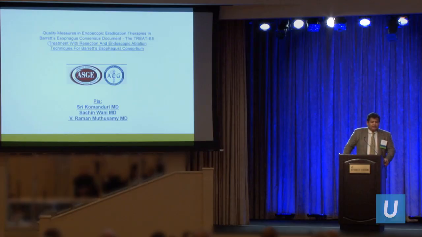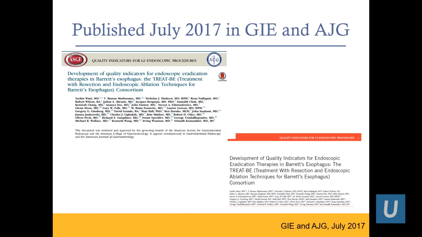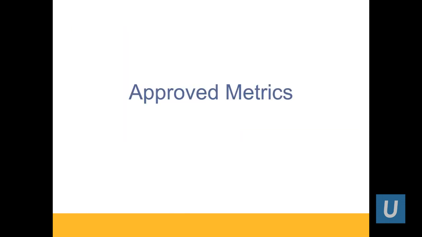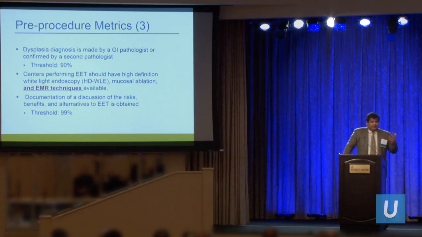So last, quality metrics in EET. This is something that I've been working on with Drs. Komanduri and Wani, and this has recently been approved by both ASGE and ACG. These are some of the experts that we invited to participate in this project, and this was published in July of 17. These are the approved metrics, and I think this is important. If you're doing endoscopic eradication therapy or if you are referring patients somewhere, these are the qualities the center doing this should have.